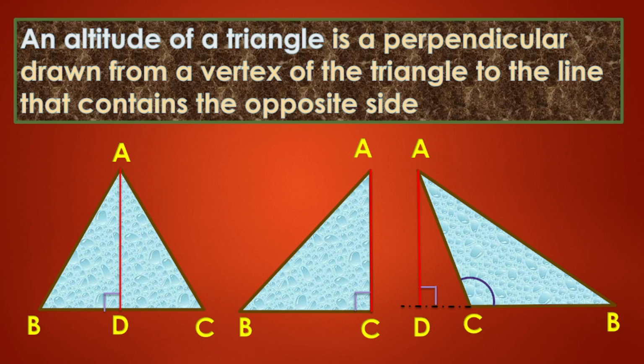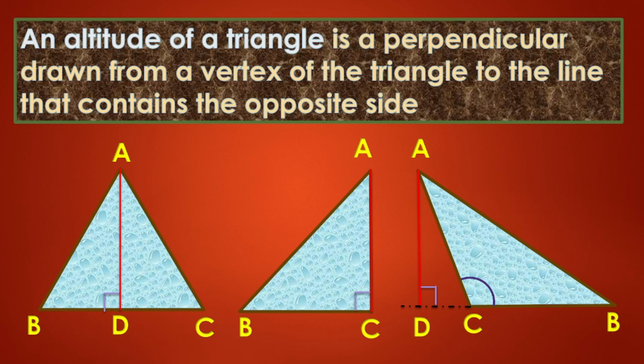side BC. Sometimes there is a theoretical question. Does the altitude always belong to the triangle itself? Not always. Here is the last case where the altitude does not lie inside the triangle, but is drawn to the extension of side BC.